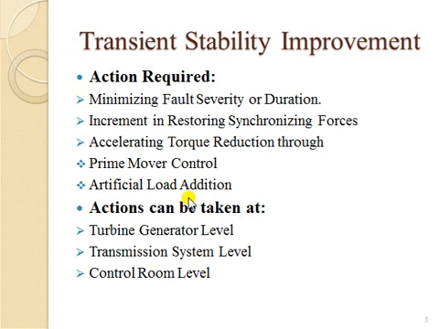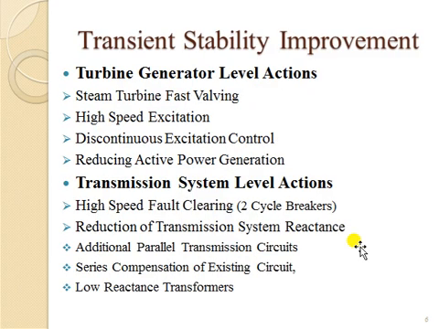As we have already discussed, some actions for transient stability improvement can be taken at a turbine generator level. Some actions can be taken at a transmission system level, and ultimately, if both of these are not able to improve your transient stability, probably you have to take some drastic actions at a control room level. So, the turbine generator level actions. Once the concepts are clear, it is very easy to understand.